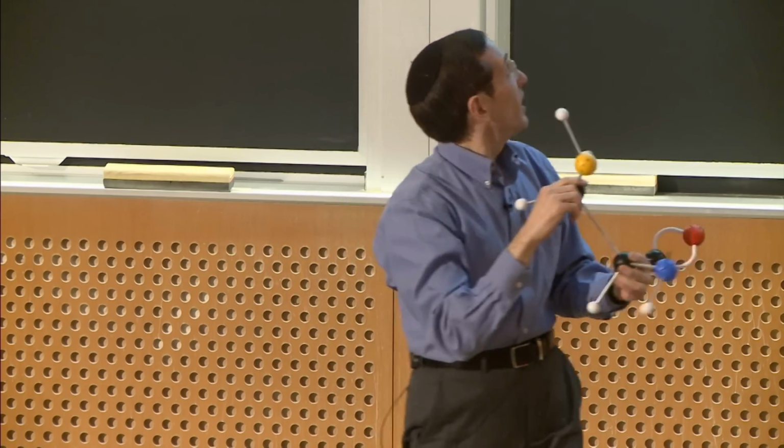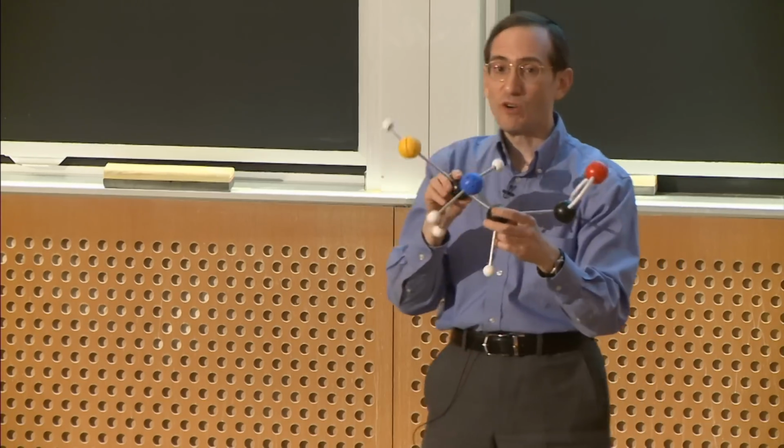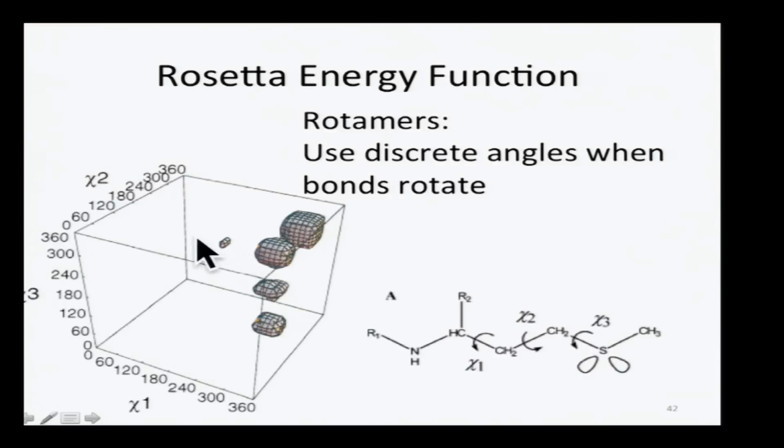And these can rotate, but they don't rotate freely. We don't observe in crystal structures every possible rotation of these angles. And that's what this plot on the left represents. For this side chain, there's a chi1, a chi2, and a chi3. And the dark regions represent the observed conformations over many, many crystal structures. And you can see it's highly non-uniform.